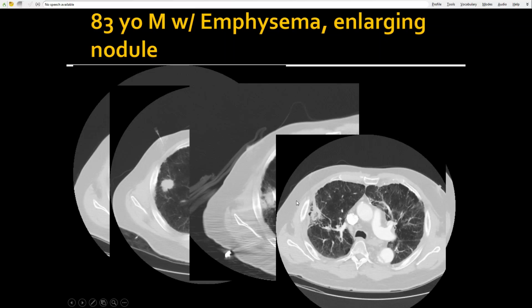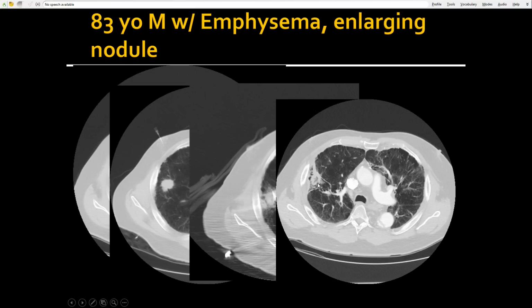So we went ahead and RFA'd it, and then several months later, I believe this was 3 months later, you can see that most of the time the tumors get a little bit bigger, and then later they'll get smaller in size. Or this is 2 months afterwards.